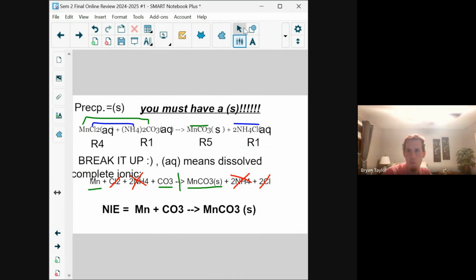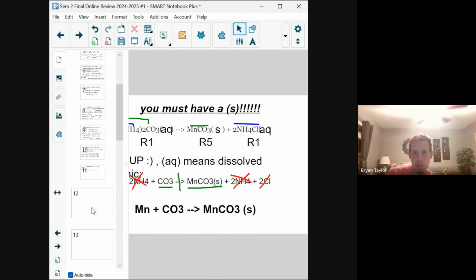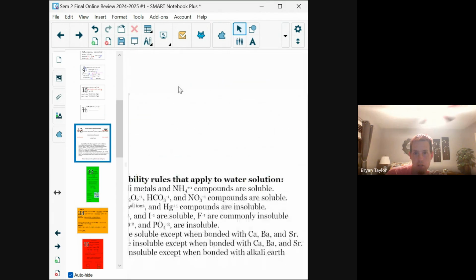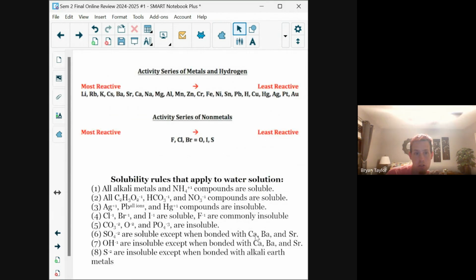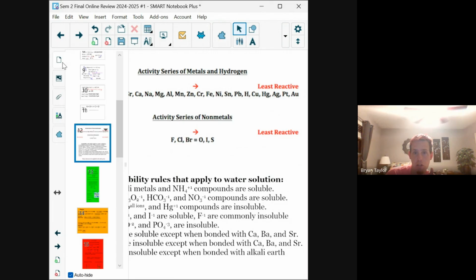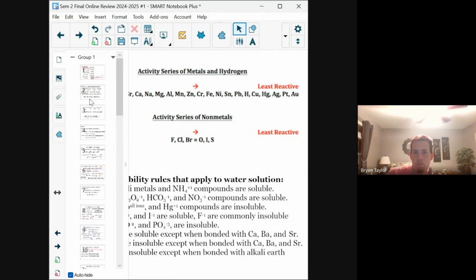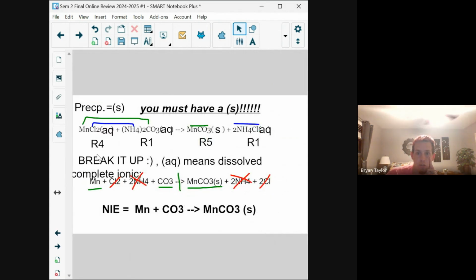So what I did was I looked at my solubility rules. Again, you are allowed to use these on the test. So just as a reminder, they are right here. You may use these. Not a problem at all. I have extras if you need. So this is aqueous rule 4. This is aqueous rule 1. This is solid rule 5. And this is aqueous rule 1 as well. So we have our solid. We're good to go.